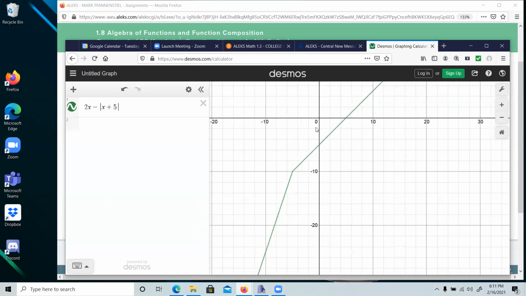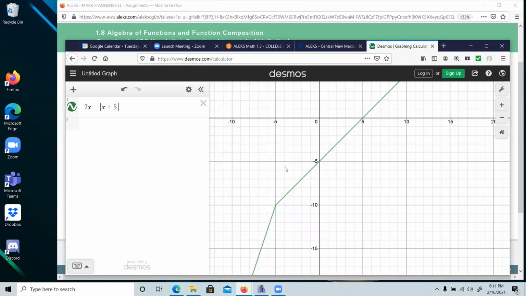And what did they want to know? They wanted to know where negative 4. So if we go down to negative 4, we end up with, right, negative 4, negative 9.